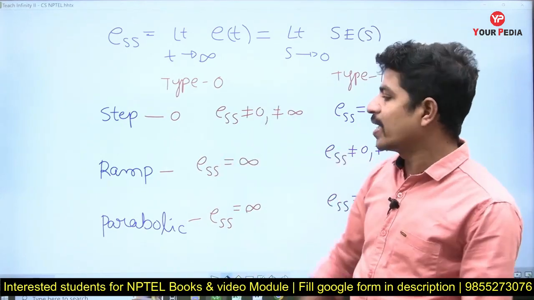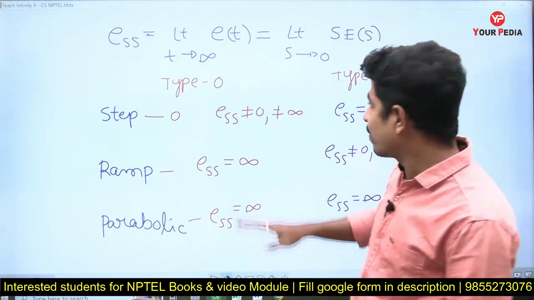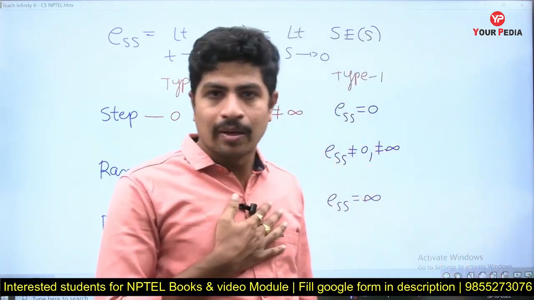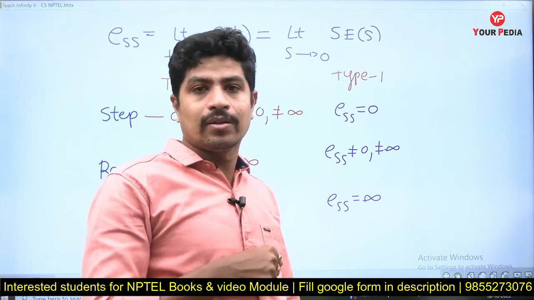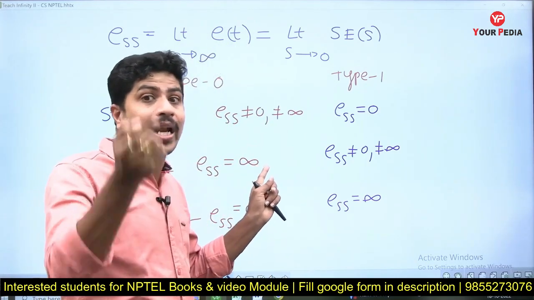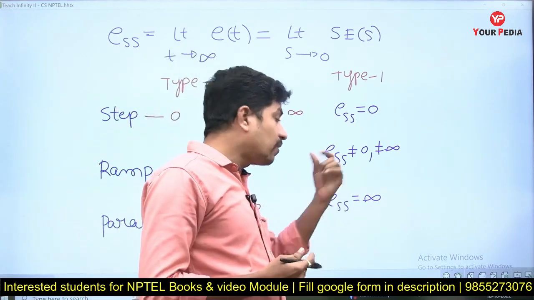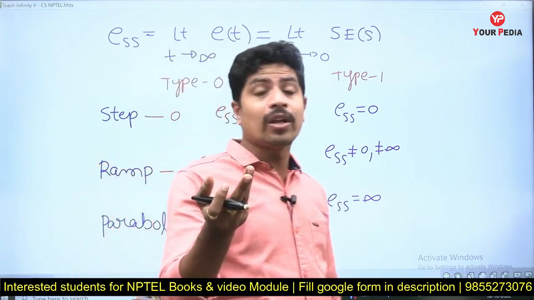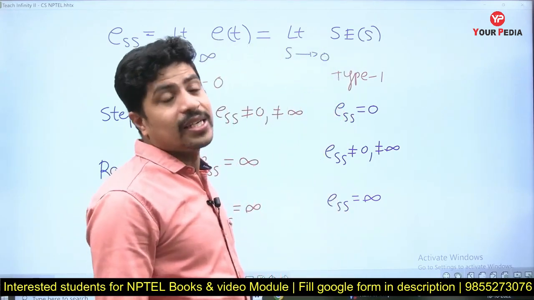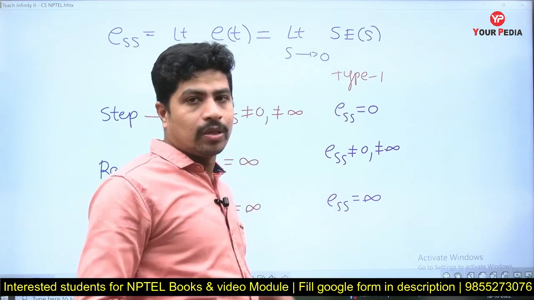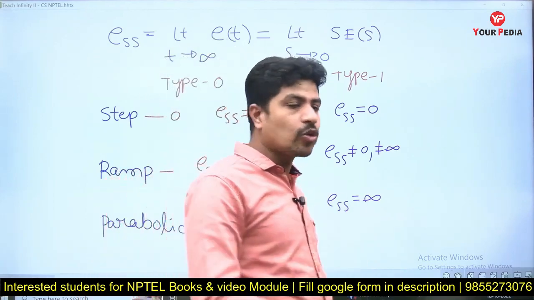Either of those two you fix, either input or type. Now I am fixing my type. My system is type 1. Then what input shall I give to achieve 0 steady state error? I have to give step input. If you are giving ramp input, you are going to get some finite value. Unknowingly or knowingly, if you are giving a parabolic input, you are going to get infinite steady state error. If I fix my input, then what type I have to select, that also we'll discuss.